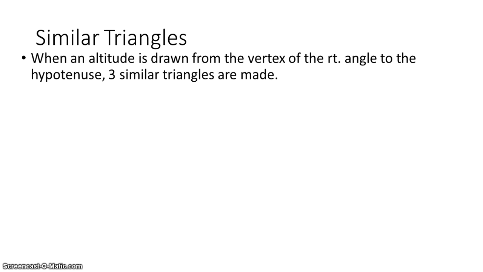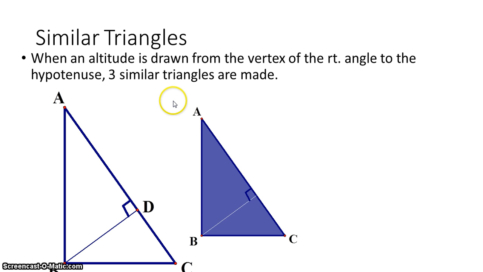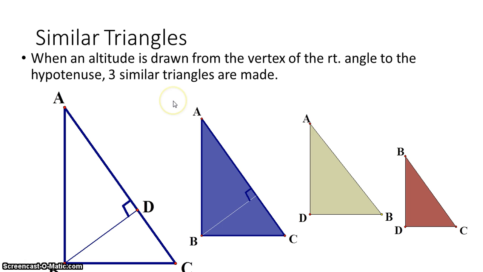So I'm going to review some of the things we talked about: similar triangles and those geometric mean theorems. We discussed how when an altitude is drawn in a right triangle from the vertex, which is the right angle, to the hypotenuse on the opposite side, you've got three similar triangles that are created. You've got a big triangle, a medium triangle, and a small triangle.